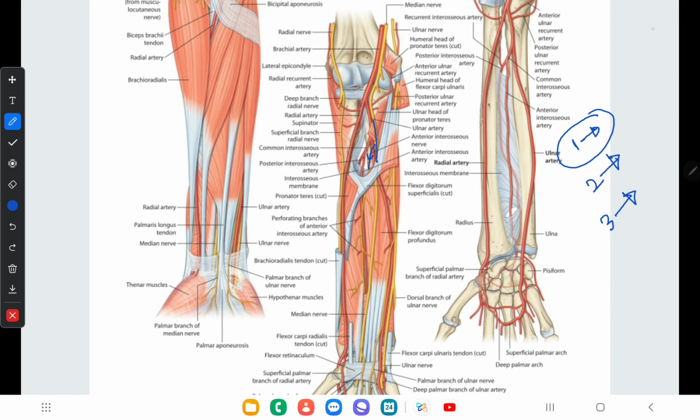Closer to the wrist in the forearm, here, you can see the median nerve becomes superficial, medial to the flexor carpi radialis tendon, and it gives a branch to the palmar aspect of the hand. This is called the palmar branch of the median nerve. Then the median nerve passes deep to the flexor retinaculum through the carpal tunnel.